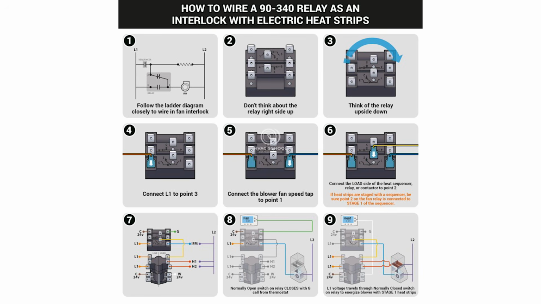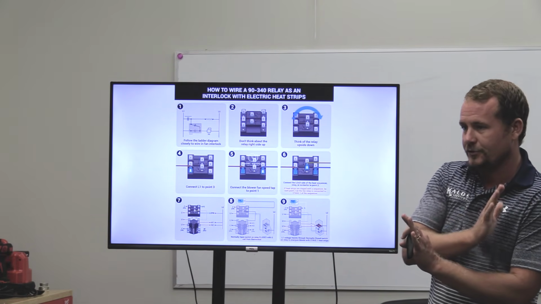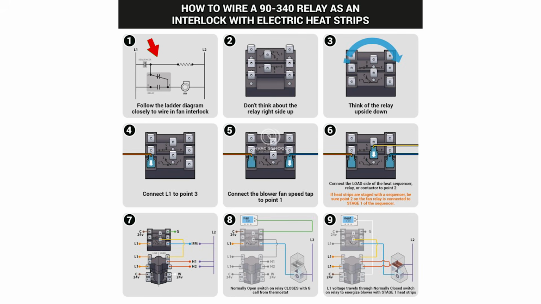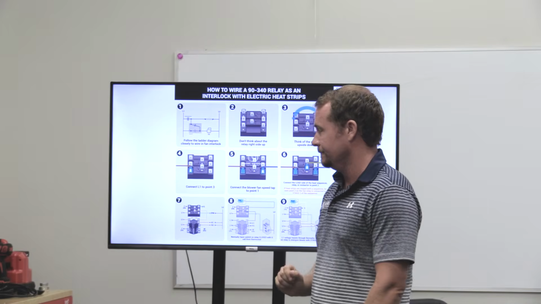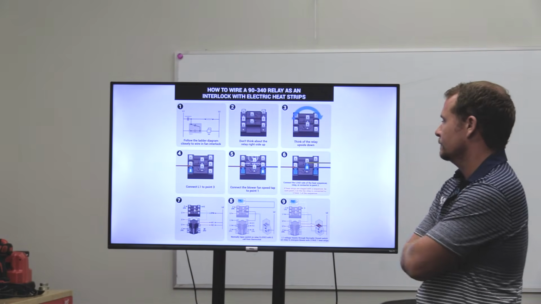This is the very same thing that we just showed. Don't think about the relay right side up, flip it upside down. So now you're connecting power in, because when we think of power in, we always want to go to terminal 1 with power in, right? But is this showing going to terminal 1 with power in? Nope. Power in goes to terminal 3. Power in goes to terminal 3, blower speed tap goes to 1, and then the load side of the heat sequencer relay. This is the most confusing part, because it's not the power in to your heat strip relay or heat strip control, it's the power out of your heat strip control, between your heat strip control and the actual strip itself, right? So 2 will only ever be energized if the heat strips are calling.